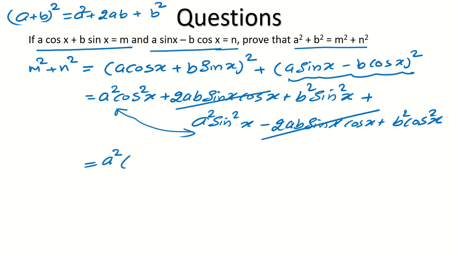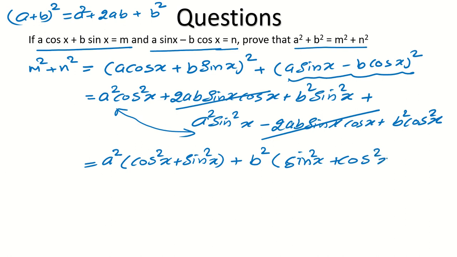So a square will be taken common, it will be cos square x plus sin square x. Same goes with the b square. So b square will be taken common, it will be sin square x plus cos square x. And what is the identity for sin square x plus cos square x? It is 1. So it will become a square plus b square, which is our left hand side. Okay. So like this you can prove the question.